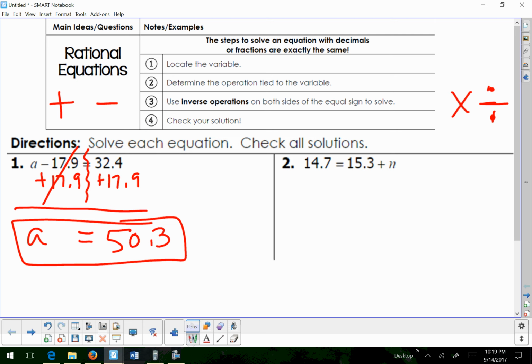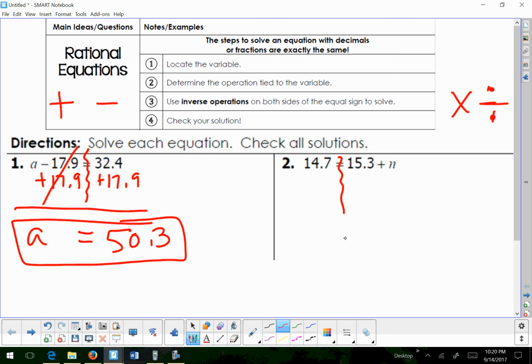Take a look at the second question. 14.7 is equal to 15.3 plus n. So here's our equal sign, which separates our sides, and this side is the location of the variable. So this is the side we're going to use to choose our inverse. The inverse of adding is subtracting.